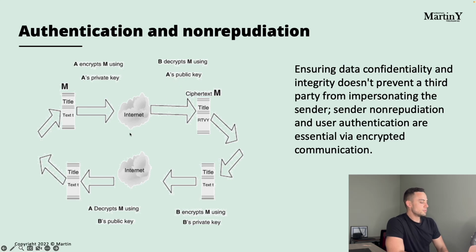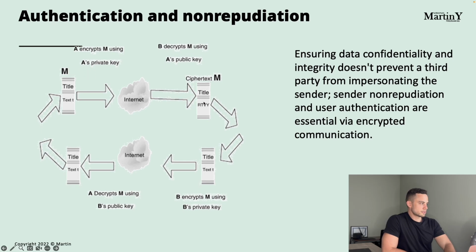So now we have two situations: in one situation A can verify that the message has been sent to B, and in the other situation B can verify that the message was sent from A. So in order for us to be good on both sides, so both A and B are authenticated, we will need to do double encryption. Okay, and here's how it works.